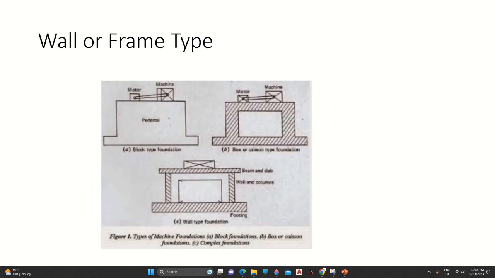Next is wall or frame type. First of all is the block type, next is box or caisson type, and the third one is wall type foundations.